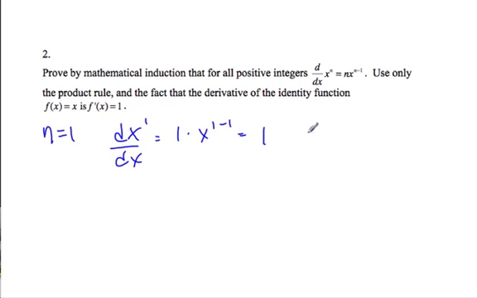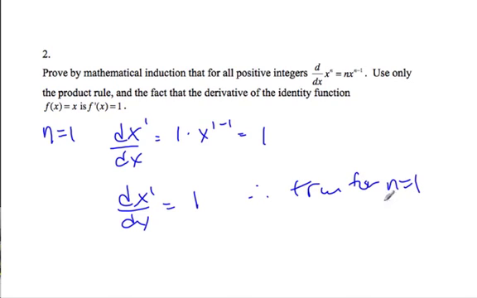That's by the formula. Now, I also know that if I take the derivative of x to the power 1 by my rules, this I know is 1. Therefore, it's true for n equal to 1.